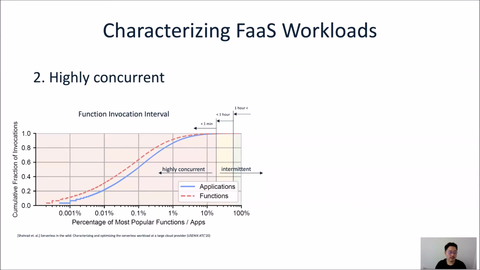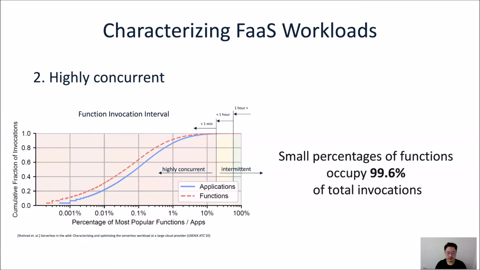The next one is highly concurrent workload. According to Shahrad et al. in 2020, small percentages of functions occupy 99.6% of the total invocations. It means that most invocations are comprised of highly concurrent workloads, and our work also focuses on them.